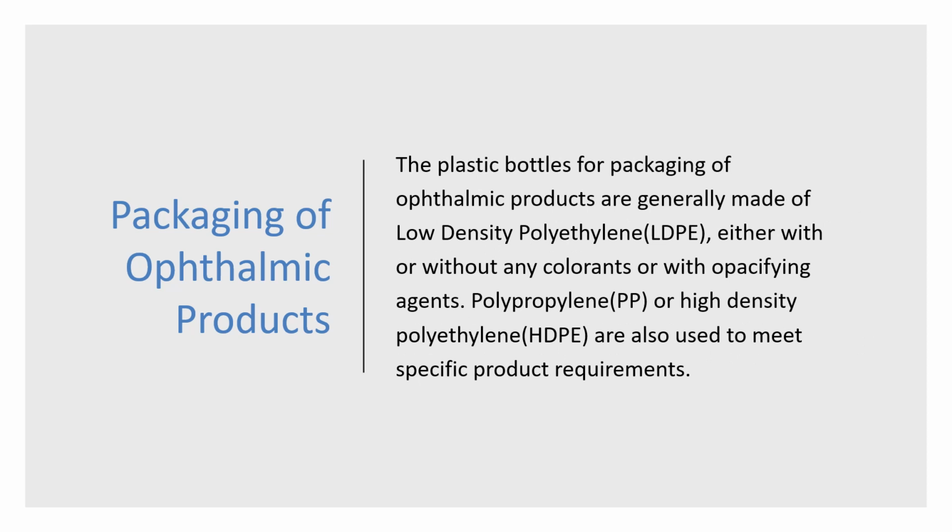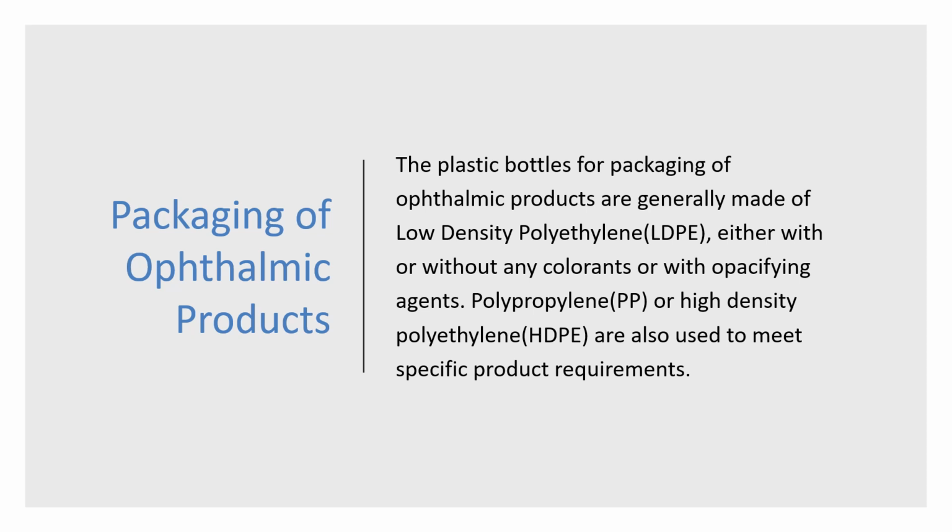When we talk about the packaging of ophthalmic products into plastics, they are basically composed of four elements. First is LDPE, known as low density polyethylene plastics. It may be containing opacifying agents or may not be containing any opacifying agents, and may be containing colorants or not containing colorants. So LDPE is the primary substance which is being used for the preparation of plastic packaging for ophthalmic products. Then polypropylene.